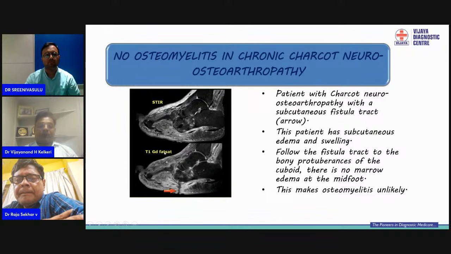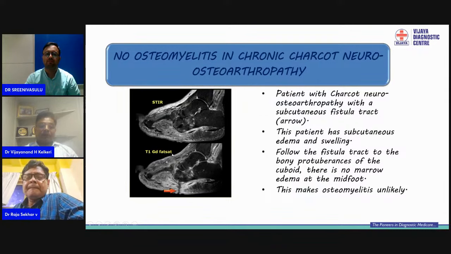So this is one of the important studies, wherein a post-contrast study helps us in identifying whether osteomyelitis is present or not.